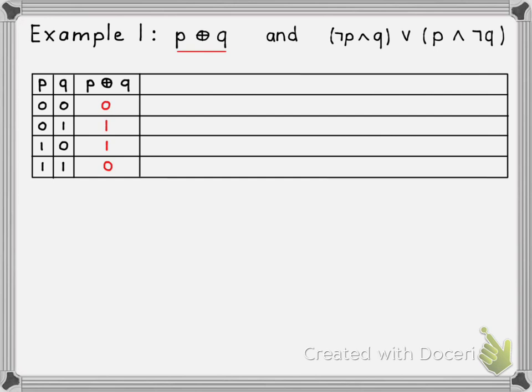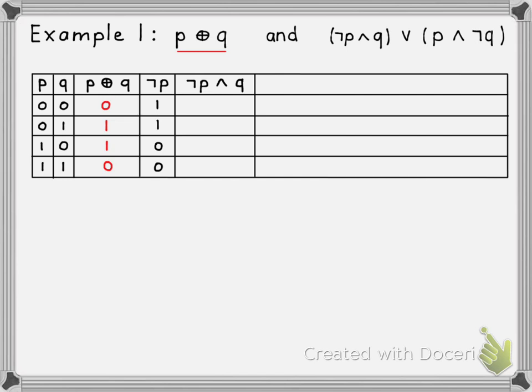Now we turn our attention to the second proposition here. Since it is a disjunction, we first look at the first operand of the disjunction, which is a conjunction whose first operand is not P. So let's add a column for not P, which is simply the negation of the first column in the table. At this point, we are ready to compute the column for this conjunction, not P and Q.